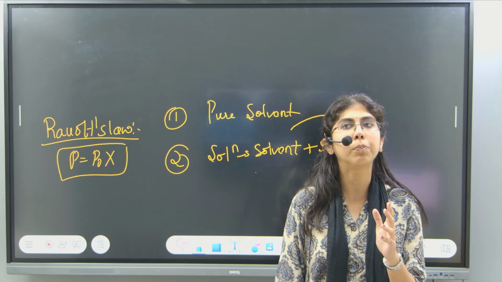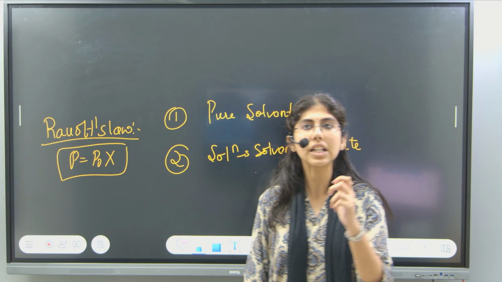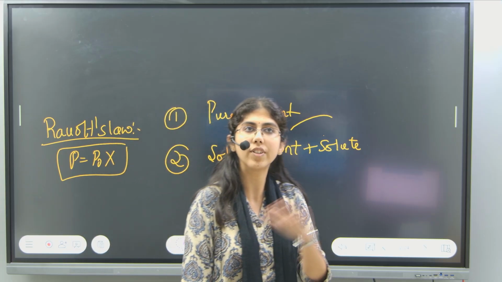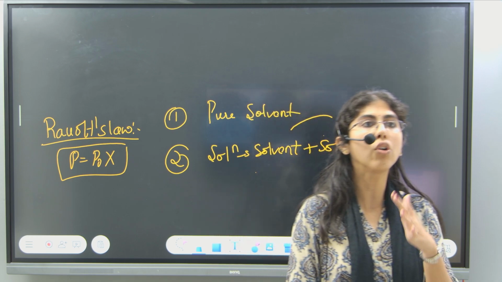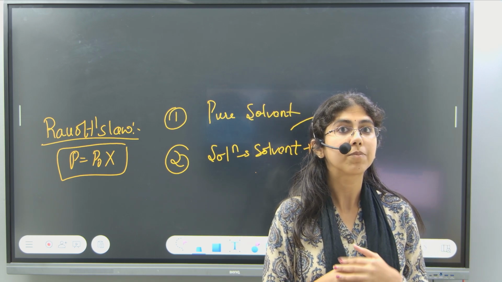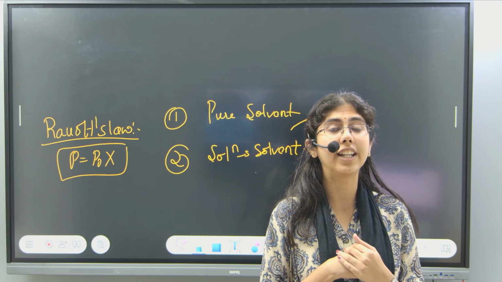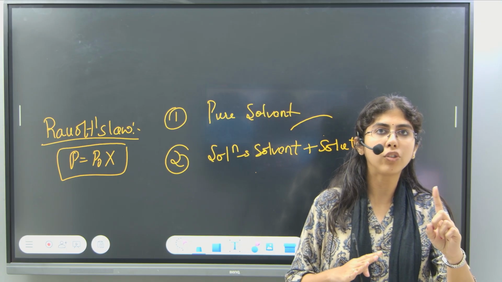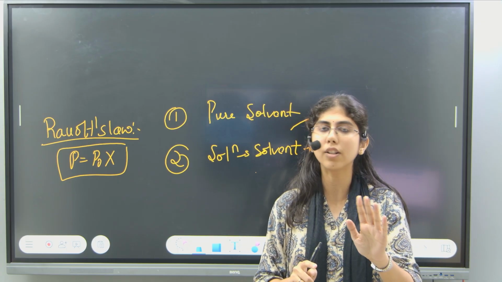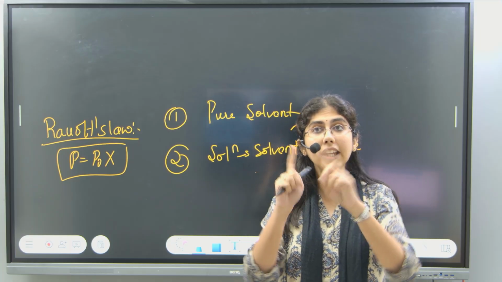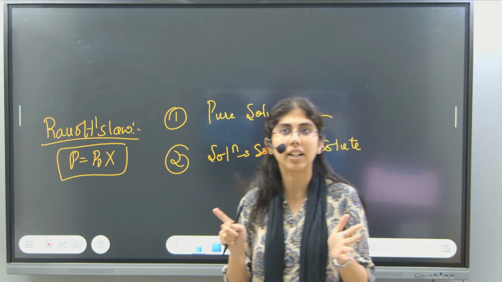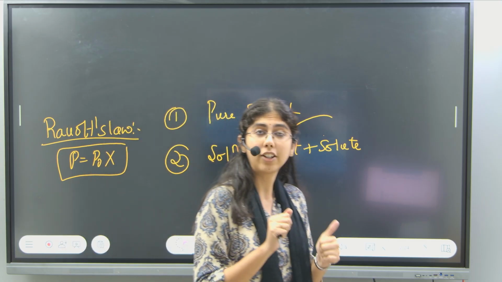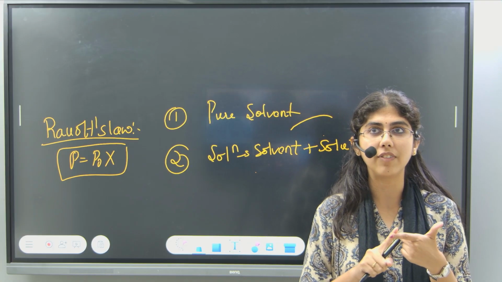Now, when I speak about Raoult's law, there are some solutions which obey Raoult's law and some which do not. What do you call them? Ideal and non-ideal solution. Very good. The one which obeys Raoult's law, you call it ideal. One which doesn't obey, you call it non-ideal. In non-ideal also, we have two categories, right? Which are those? Positive deviation and negative deviation. Very good.